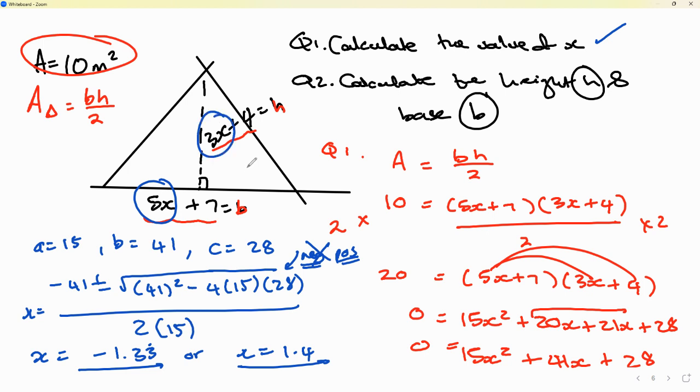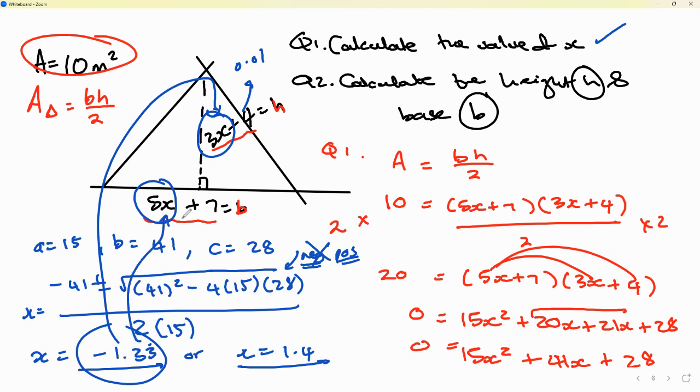If I put a negative value, negative 1.33, it doesn't end up with that. Negative 1.33, for example, multiplied by 3 is negative 3.99 plus 4. This comes to 0.01. When I substitute that in there, the height becomes 0.01. And when I substitute it in here, 5 times negative 1.33 plus 7 is actually a positive solution as well, 0.35. So we can't really put not applicable in each of these.